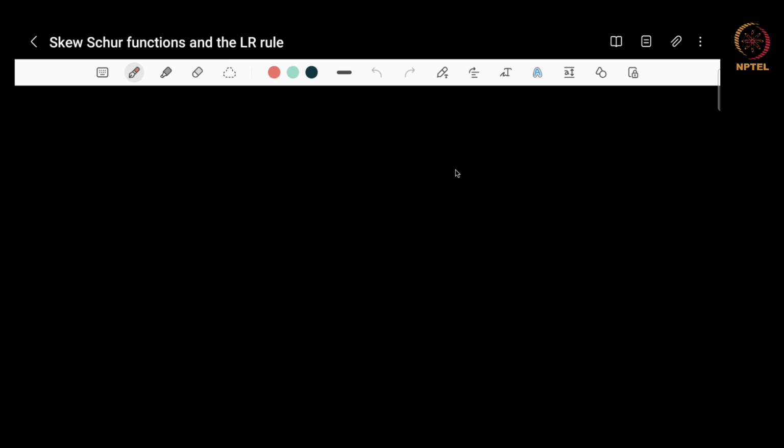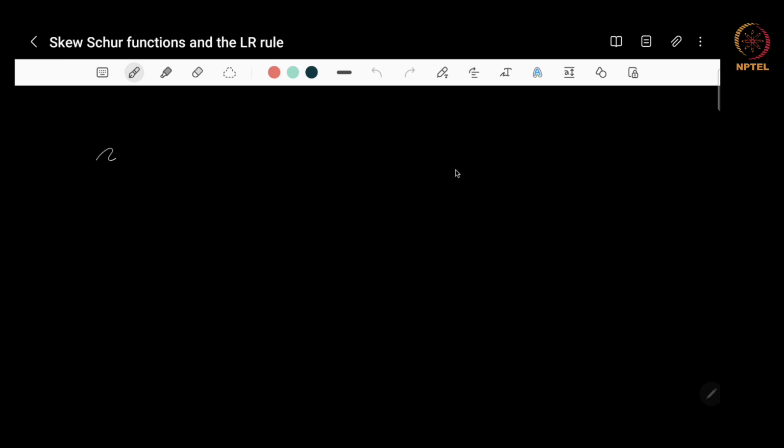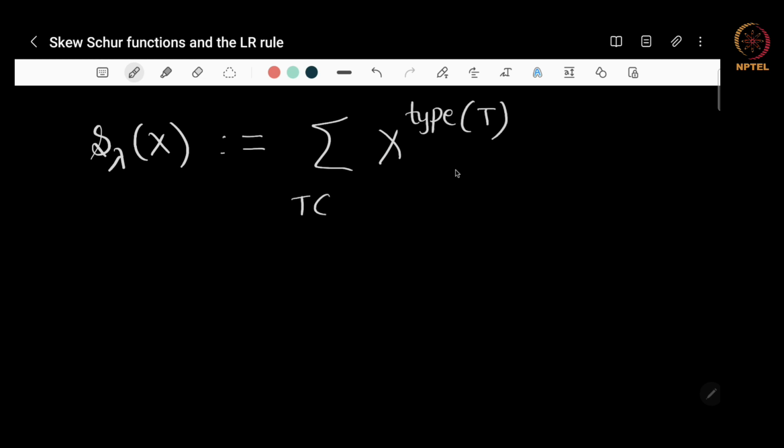Talk about Schur functions, specifically a generalization called Skew Schur functions. Now, recall the definition of just the Schur functions in terms of tableaux. So here's how we defined the Schur function s_lambda(x) in the case of infinitely many variables. This is just the sum of x to the type of T, with T varying over all the semi-standard Young tableaux of a given shape lambda.